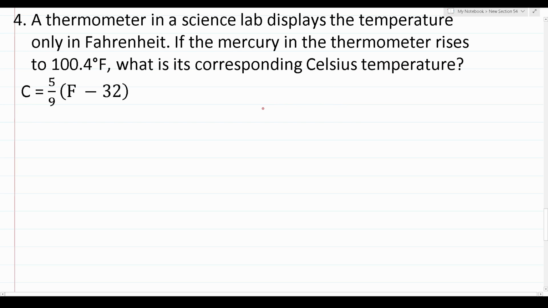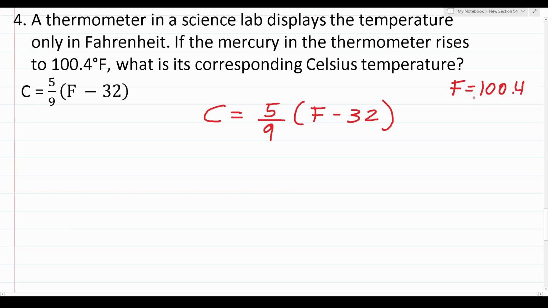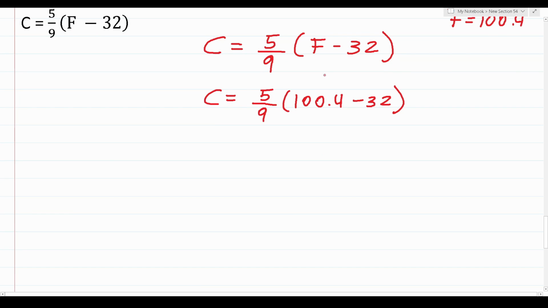So the very first thing I'm going to do, not surprisingly, is copy down the formula that I'm given. Notably, Celsius equals 5 over 9 times Fahrenheit minus 32. I'm going to identify what F is. And according to this problem, we want to convert 100.4 degrees Fahrenheit to be in terms of Celsius. So that's our F. With that identified, let's go ahead and plug it in now. We have 5 over 9 times 100.4 minus 32. All right, according to the order of operations, we have to work out what's in parentheses first before we do this multiplication here.